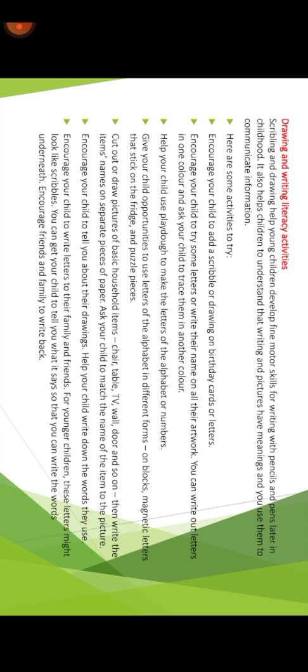It also helps children to understand that writing and pictures have meanings and you use them to communicate information, of course. So there are some activities to try. Encourage your child to add a scribble or drawing on birthday cards or letters. Encourage your child to try some letters or write their name on all their artwork. You can write out letters in one color and ask your child to trace them in one color.